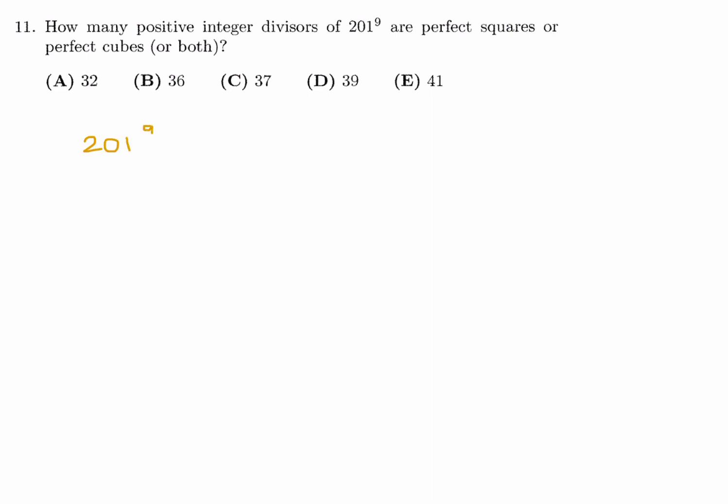201 to the power of 9 can be broken down to 3 times 67, all to the power of 9. Both of these are prime numbers. So you get 3 to the power of 9 times 67 to the power of 9, when you assign the exponent to each prime number. Okay, so this is what we have to work with. Well, let's first look at the perfect squares, and then we'll talk about the perfect cubes.